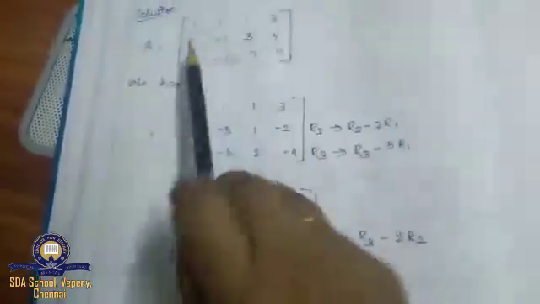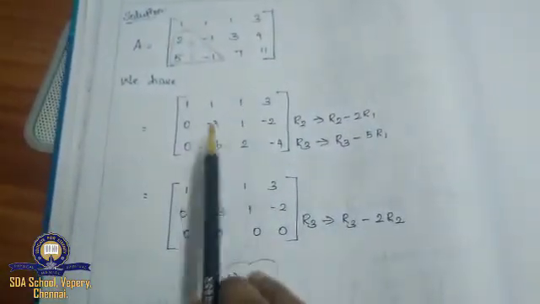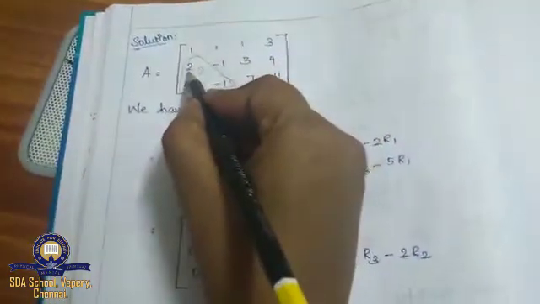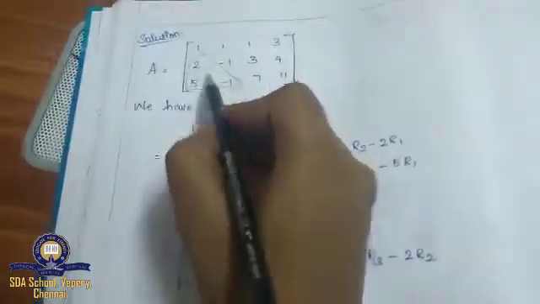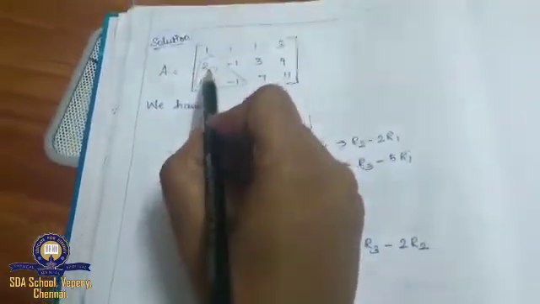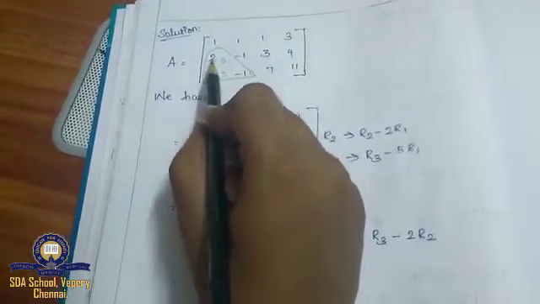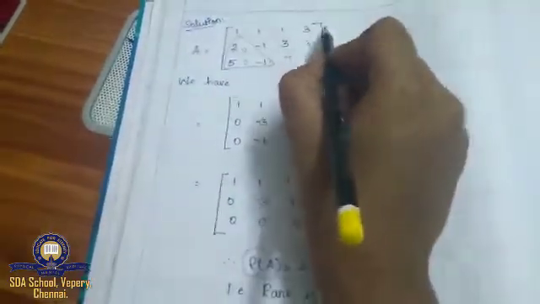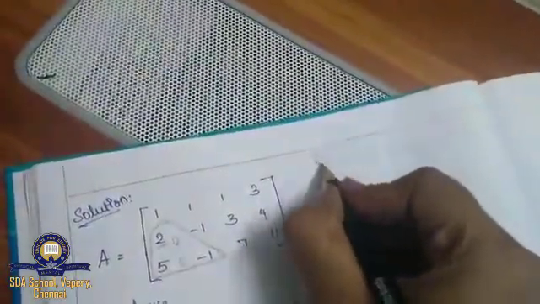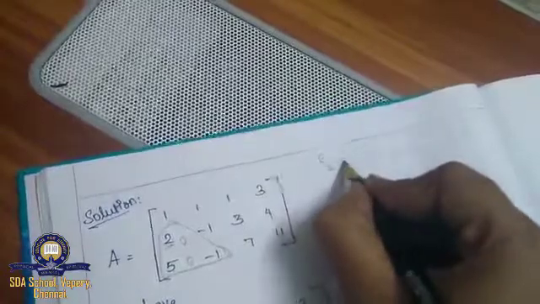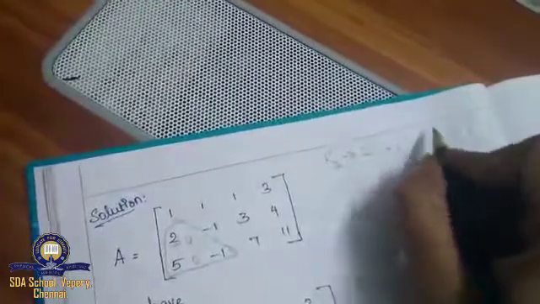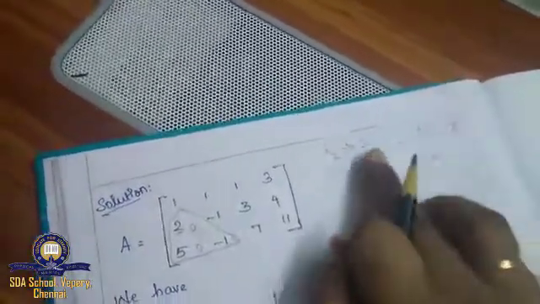So now listen, the first row you have to write as it is. For finding the second row, you have to check the second row's first element. So what is the second row's first element? 2. With the 2, you have to multiply this 2 with the first row. So I'm going to do it here, my R2. So what is my R2? 2, minus 1, 3 and 4. This is my R2 value.